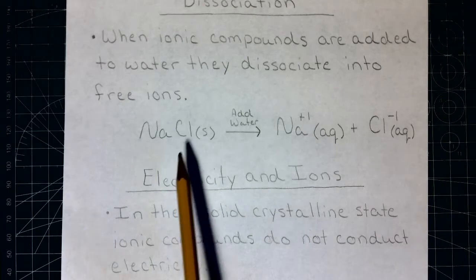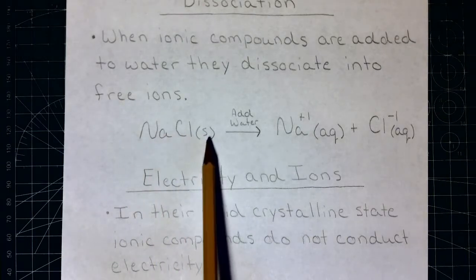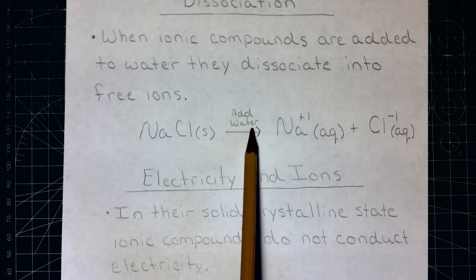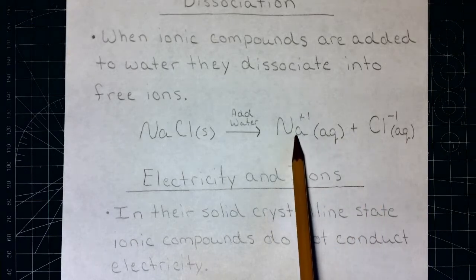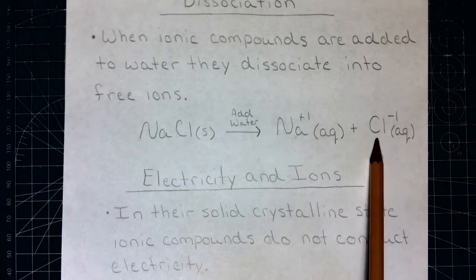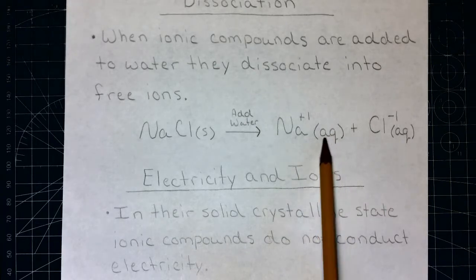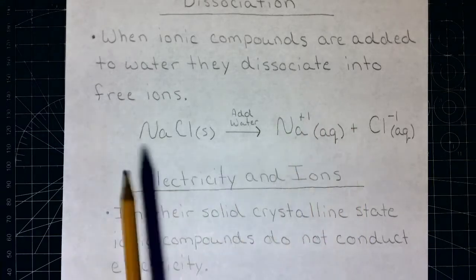And the way that we're going to write that is we're going to start off with our sodium chloride solid. We're going to draw our arrow, which indicates that we added water. And then we're going to write them as our positive sodium ions and negative chloride ions. And we're going to write AQ next to them. This stands for aqueous, meaning that they are now suspended in water.